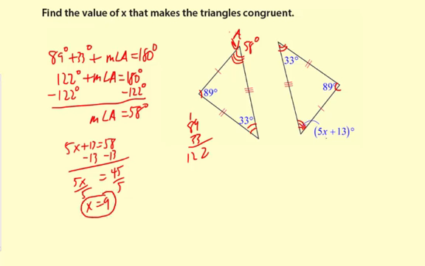So let's just double check that. If we put a 9 here, 5 times 9 is 45, and 45 plus 13 is 58, which is the same as this measure of angle A over here. So that means x equals 9 does work. So the value of x that makes the triangles congruent is x equals 9.